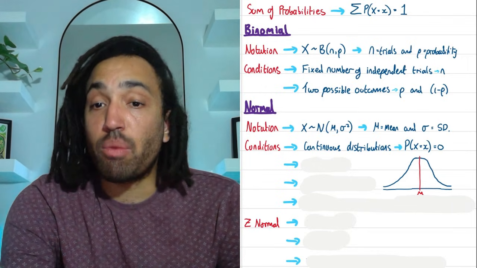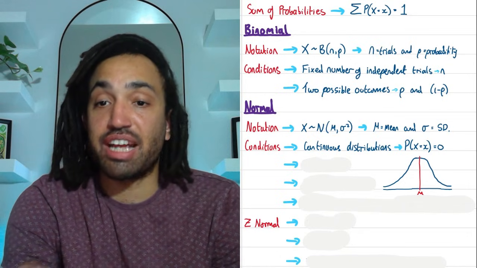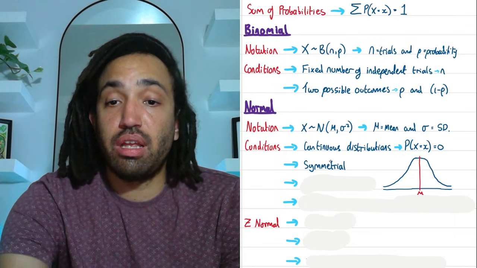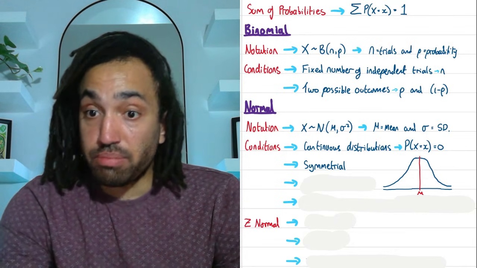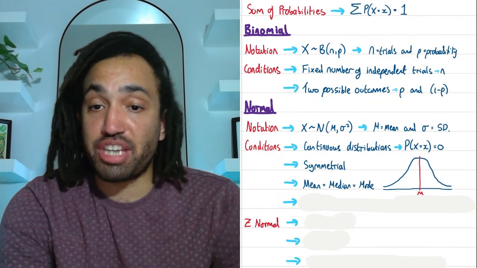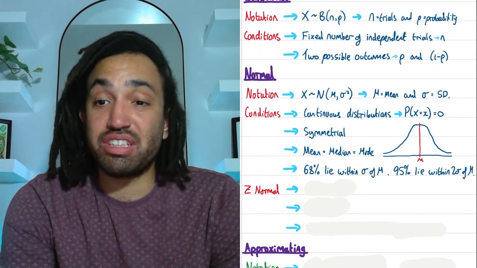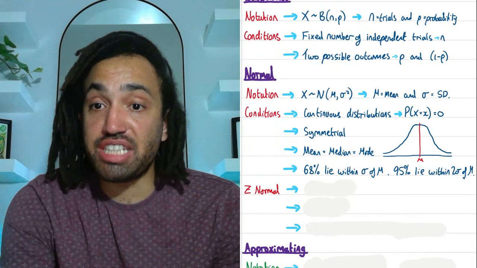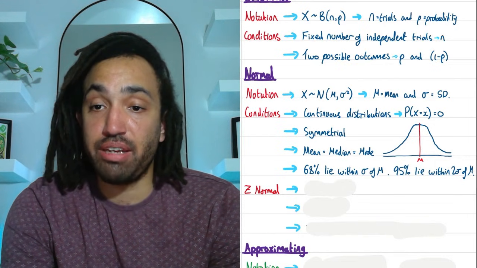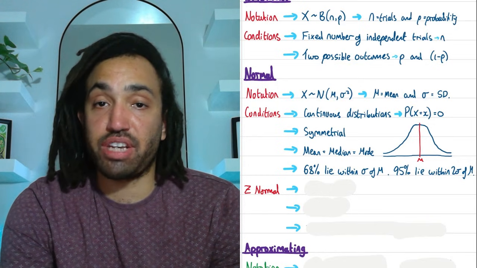But that's why when you do the normal distribution, you don't need to write x is greater than or equal to 5, you just write x is greater than 5. It has to be symmetrical. The mean, the median and the mode are all in the same place, right in the middle. And you also need to have an understanding that about 68% of the data lies within one standard deviation away from the mean, and 95% of the data lies within 2 standard deviations of the mean.